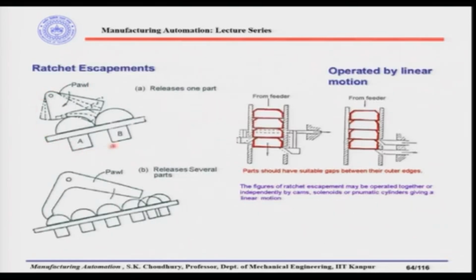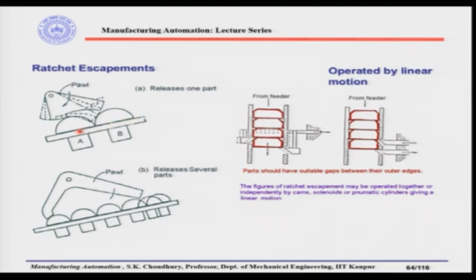Here there is a design which is called the pawl escapement or ratchet escapement. Here there is a pawl which is pivoted here, and which can actually oscillate like this according to the arrow which is shown here. It can go like this, or it can go back to the initial position.